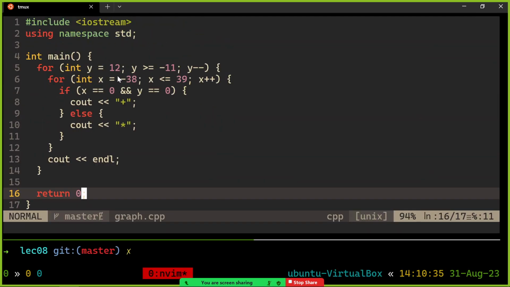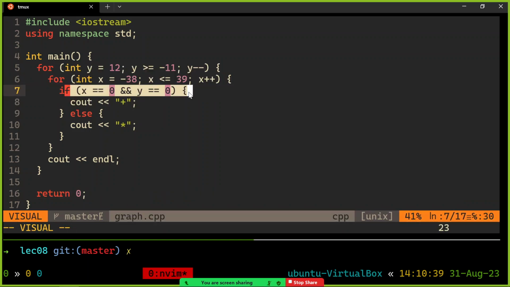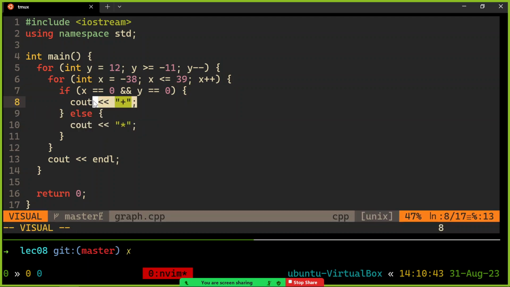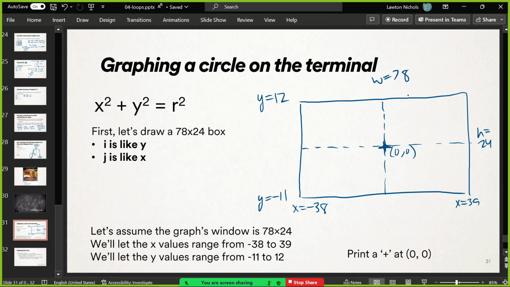Any questions about this code? So I've changed the way that these variables work, and I've noticed that if I'm at 0, 0, I want to print a plus, otherwise print a star, and the way that I've ranged between x and y is I'm getting that plus right in the middle of my box. That's pretty cool. All right, so the goal is going to be to draw a circle around this origin. It's going to look like this, just like a circle of stars, something like this.